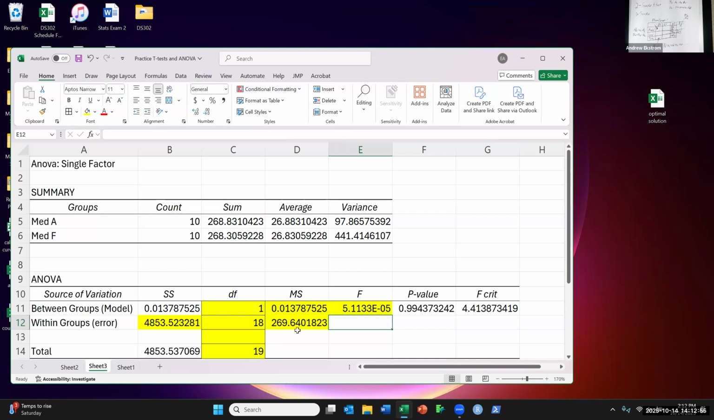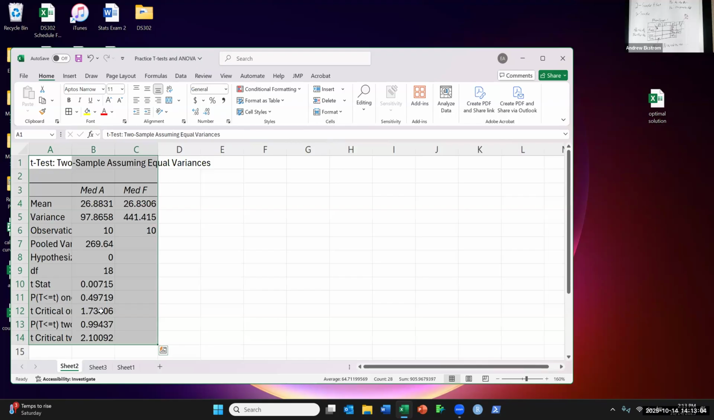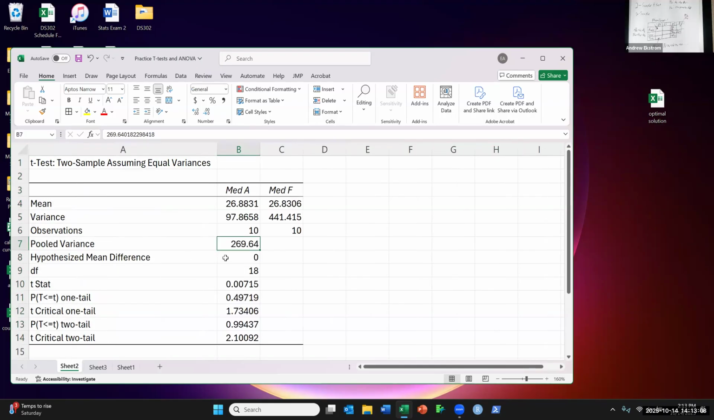Now, when we're looking at this data as well, this 269.64, if we compare that to the pooled variance for the two sample t-test, it's the exact same value, which means these two things tell you the exact same thing.